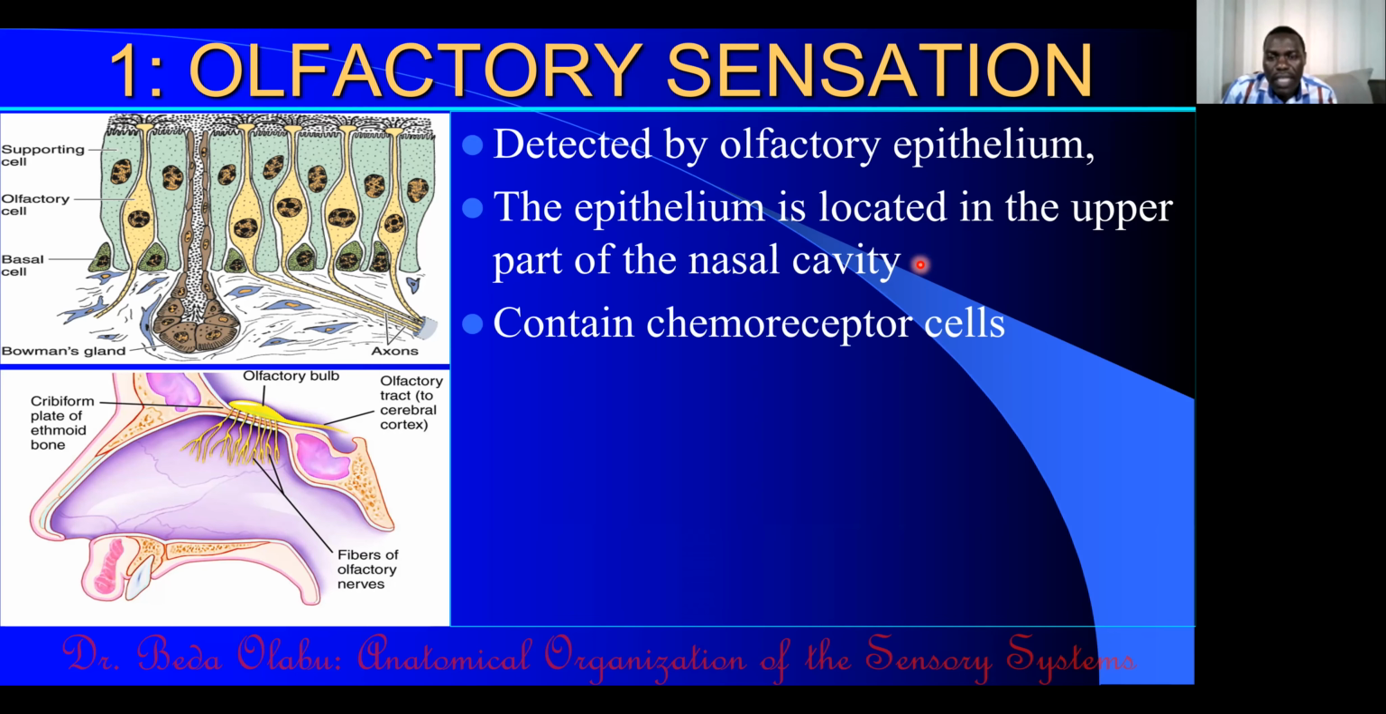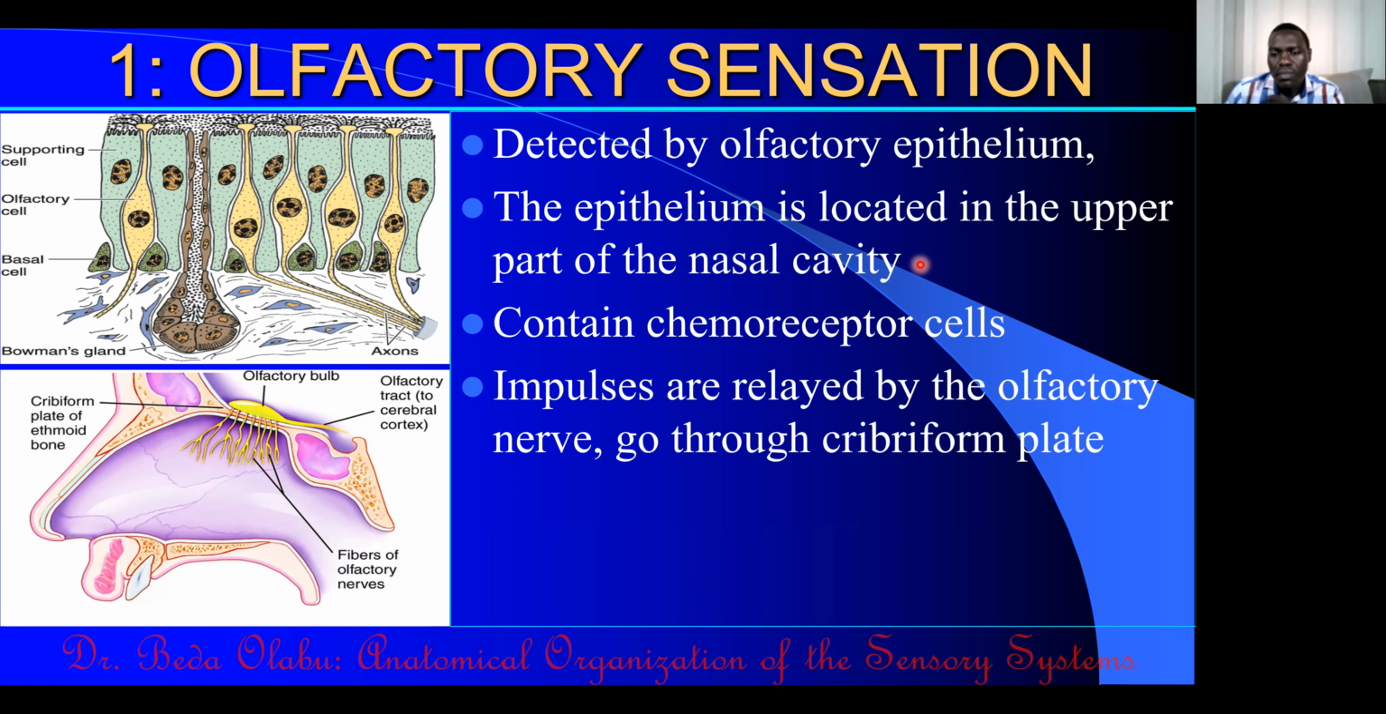Olfactory epithelium contains chemoreceptor cells. These chemoreceptor cells can detect chemicals within the air that you're breathing in. And through that, because they're able to convert them to action potentials, you are able to sense these chemicals. The impulses that come from the chemoreceptor cells are relayed through the first cranial nerve, which is the olfactory nerve.